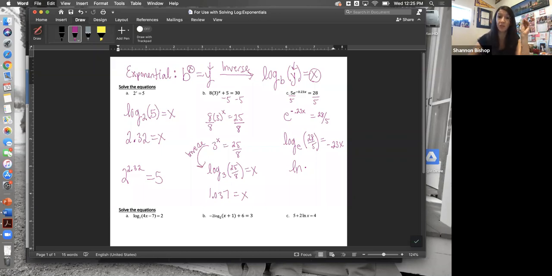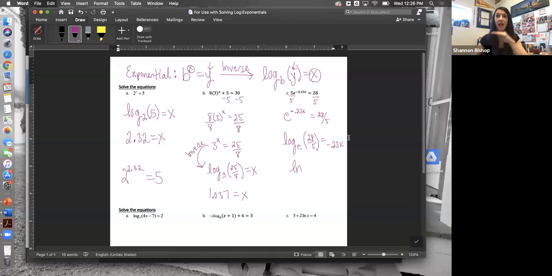Log base E is so commonly used in the real world that it gets its own button. That's how important it was back in the day when technology was first kind of coming out. It's called the natural log because it occurs in nature. Base E occurs a lot in nature. So for that reason, you don't have to say log base E, you can just say ln.